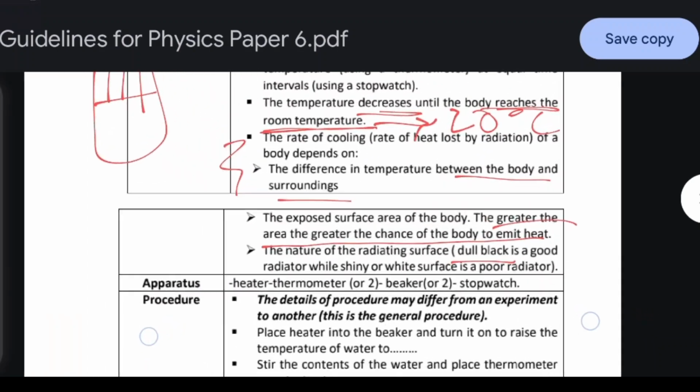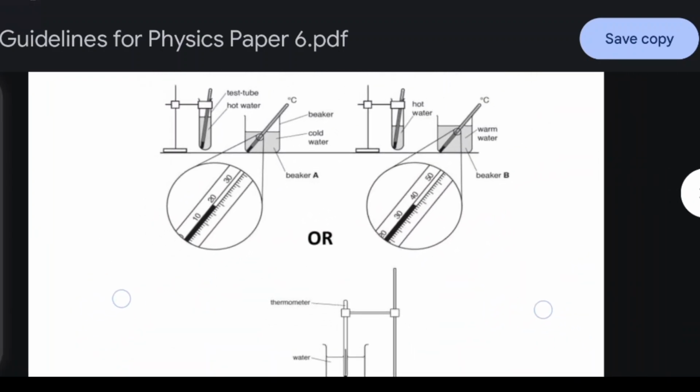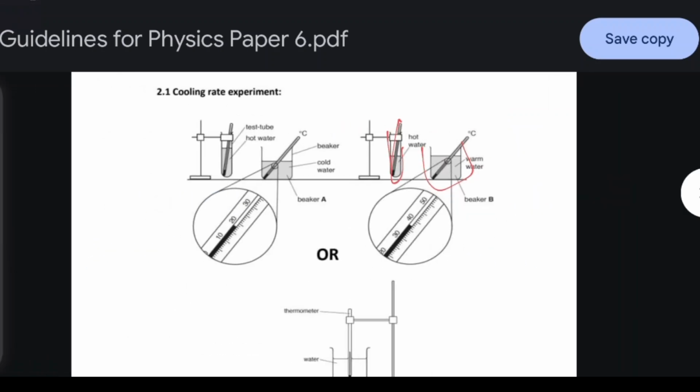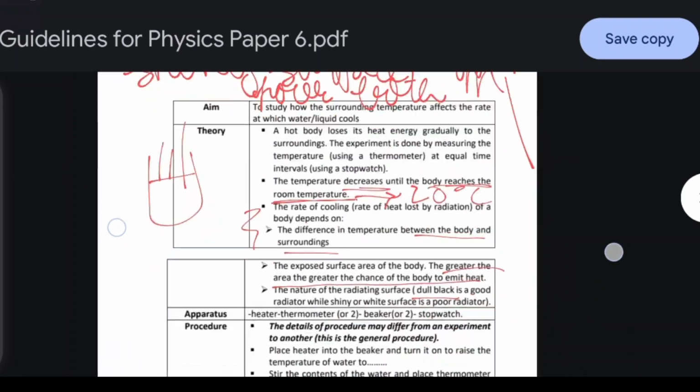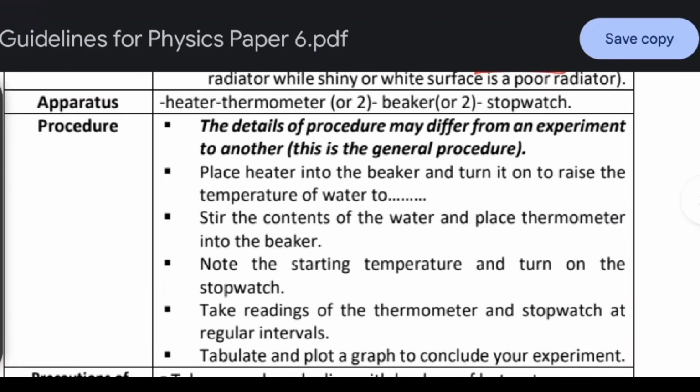Now, the apparatus you need is a heater, a thermometer, a beaker, and a stopwatch. You need this test tube, you need the thermometer, you need a beaker, and of course you need a stopwatch. In the plan experiment, they also ask you for additional apparatus. So if any is not mentioned, you can mention the other one.